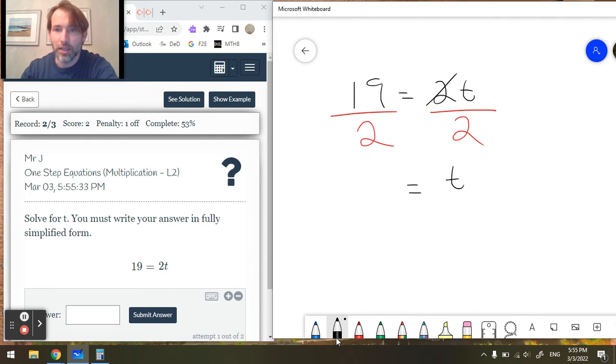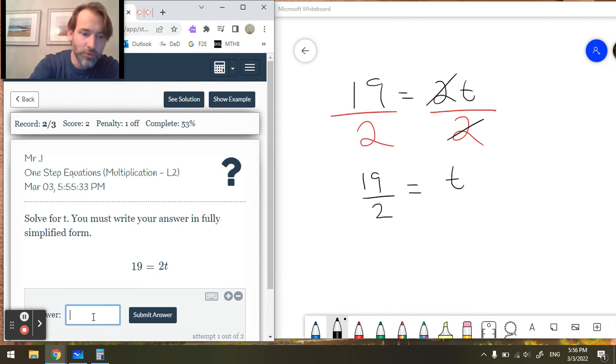T, because these cancel, is equal to 19 over 2. But Mr. Jennings, what do I do with that number 19 over 2? You leave it as 19 over 2, folks. 19 over 2 is a perfectly valid way of thinking about that number. It's a little bit less than 10. It's 9.5. Hooray! If you wrote in 9.5, that would be fine.